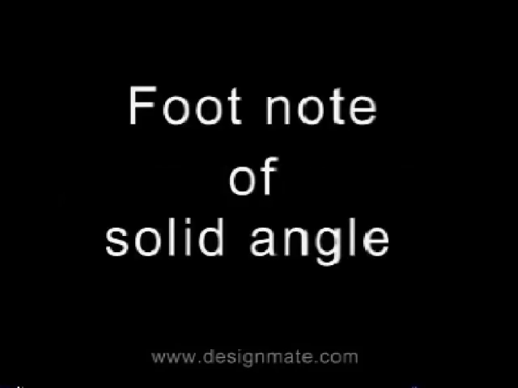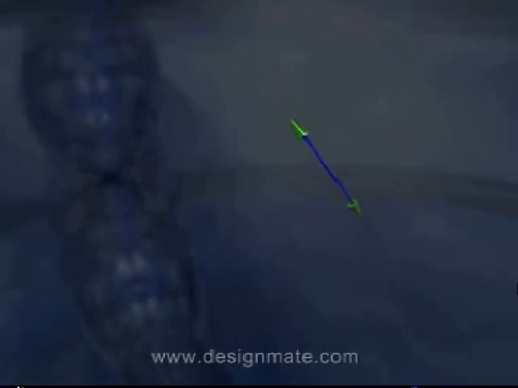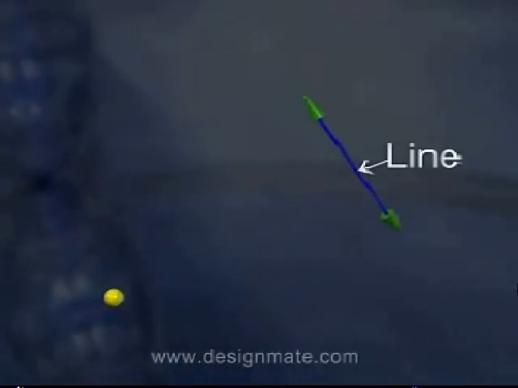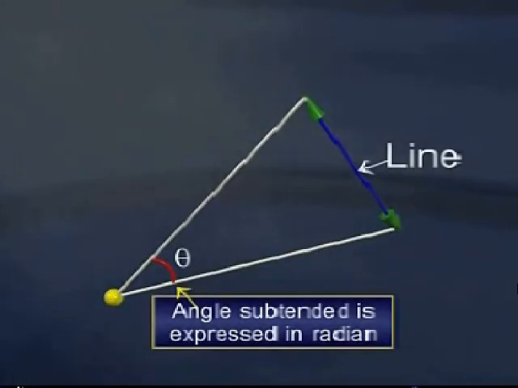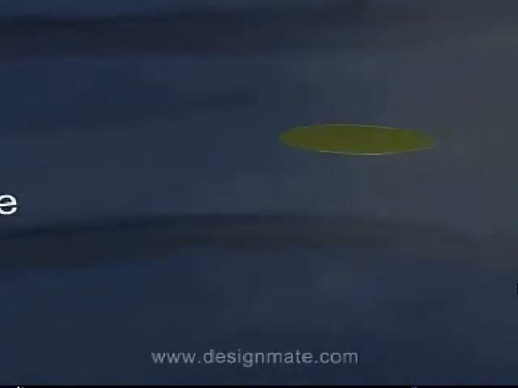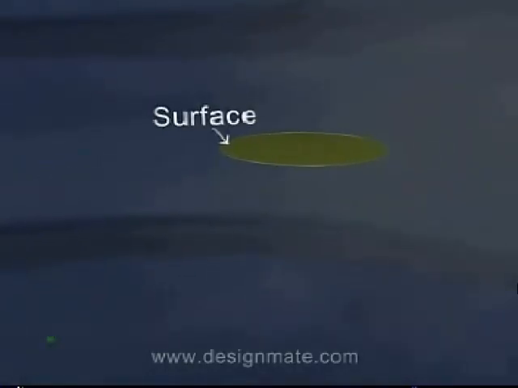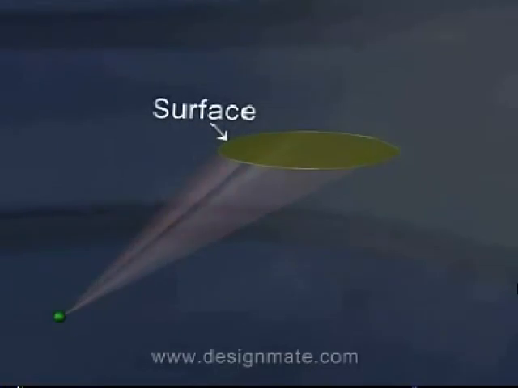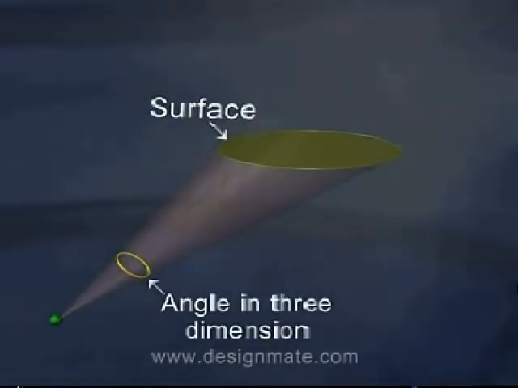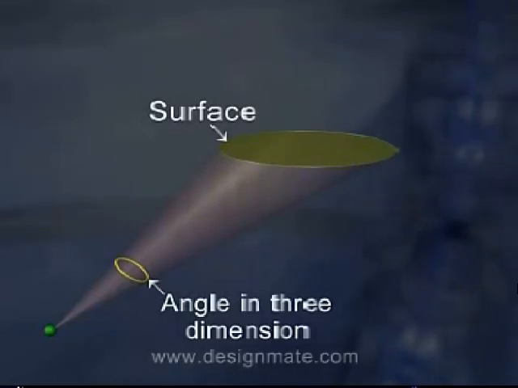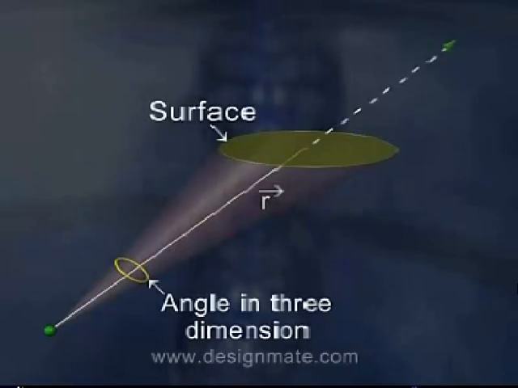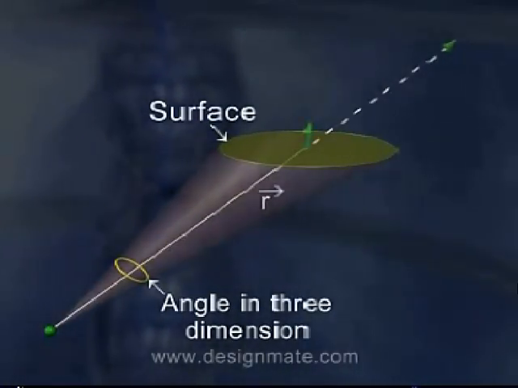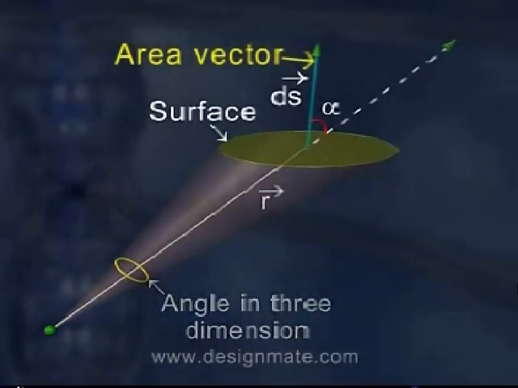Footnote: solid angle. The angle subtended by any line at any given point is expressed in radian. Similarly, any given surface forms an angle in 3 dimensions at any given point. To understand such an angle, let us consider a surface element vector ds with a position vector r.